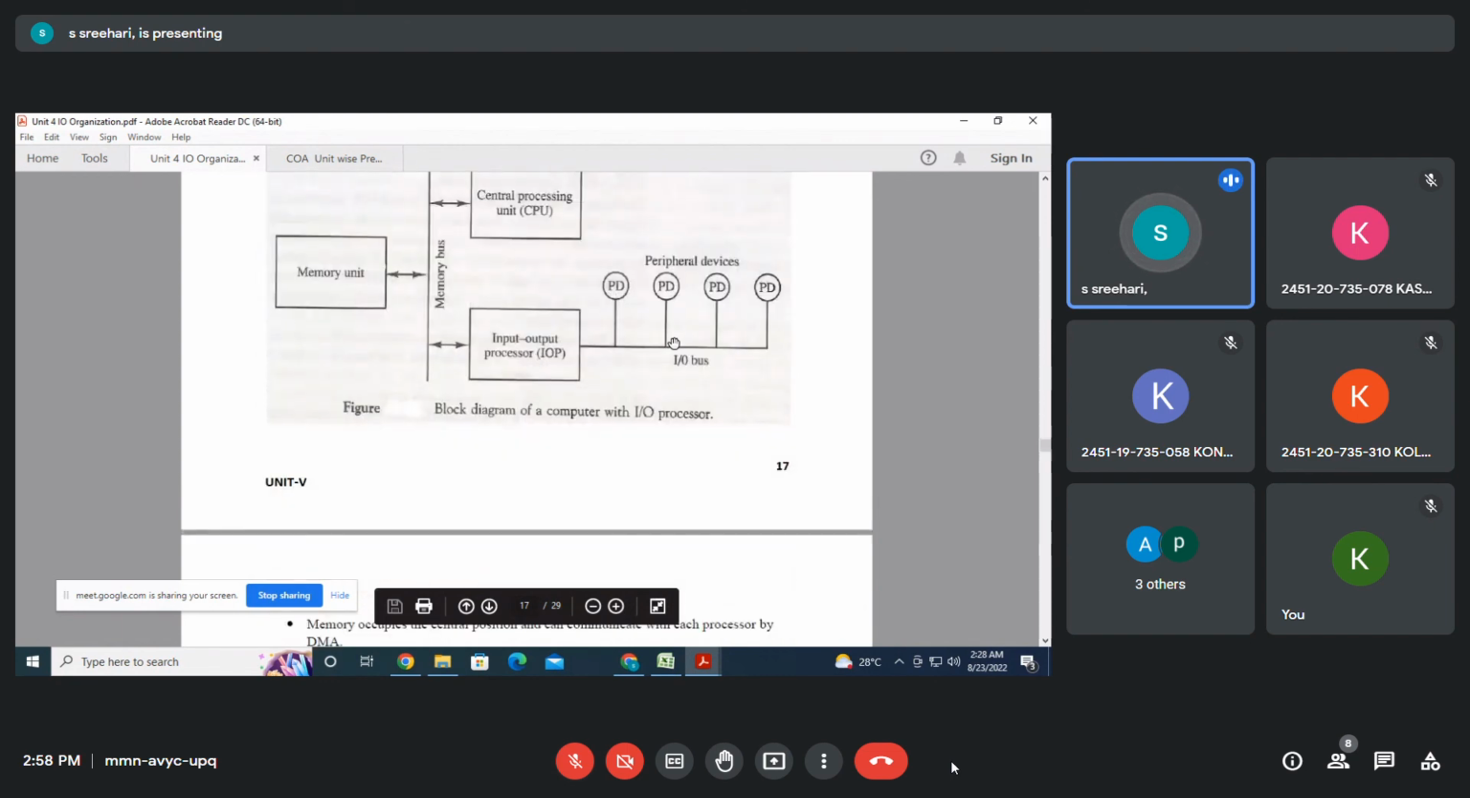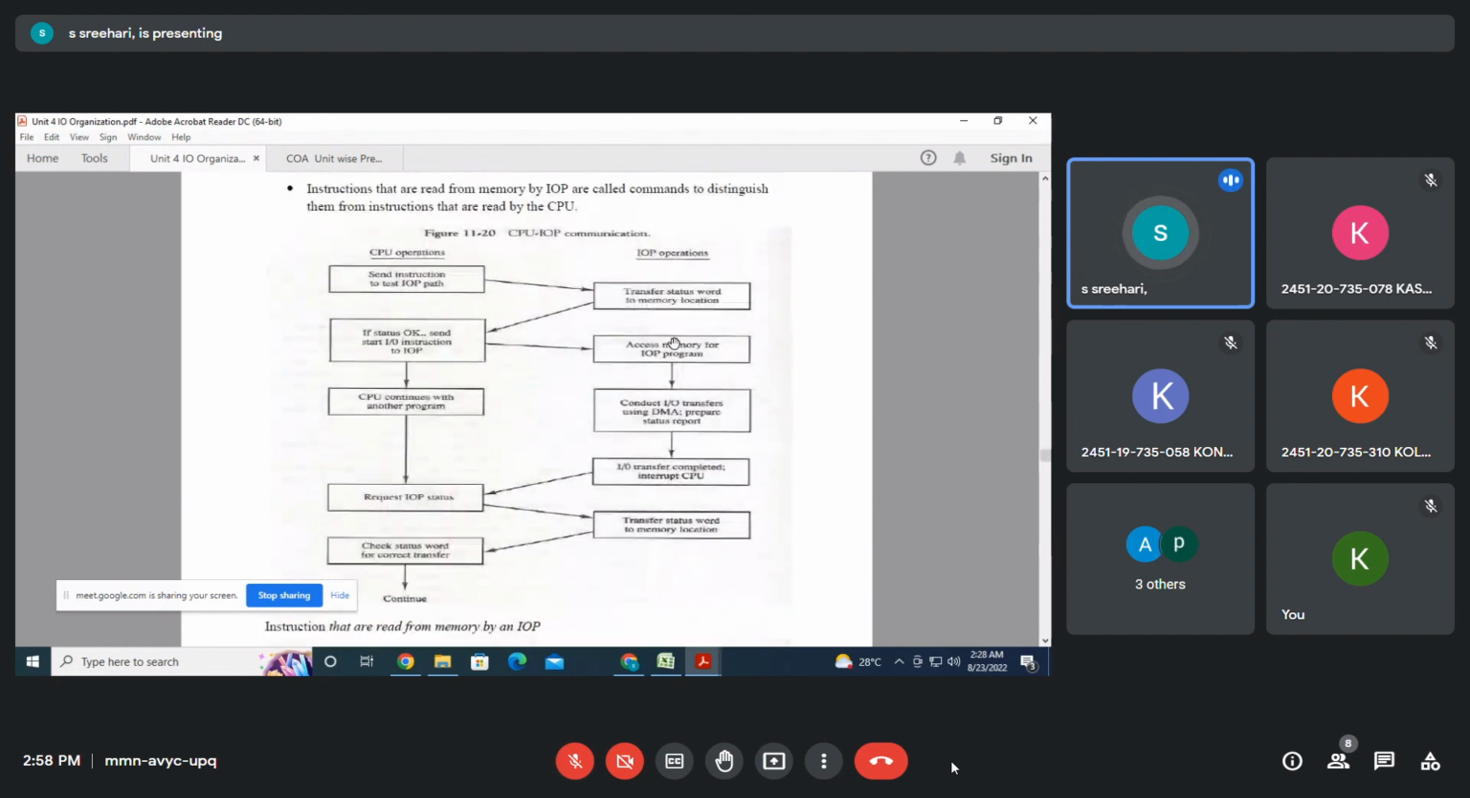That is for your CPU IOP communication. It starts with your CPU, which sends instructions to the IOP path. The IO processor sends information to the CPU, since it has the IO instructions. So that's why you can take care of that, right? That is going to be received by your IO operation.